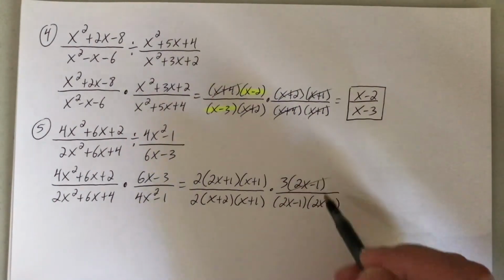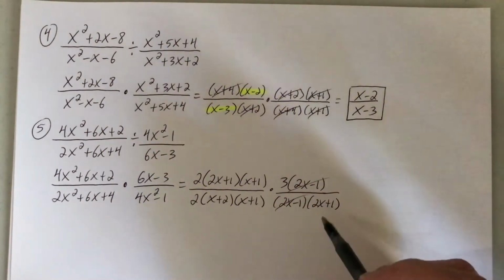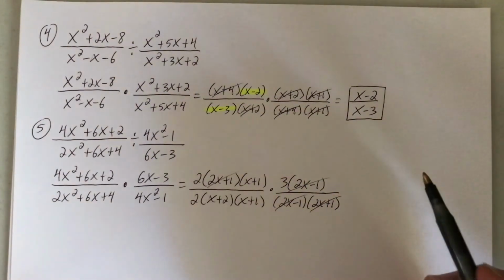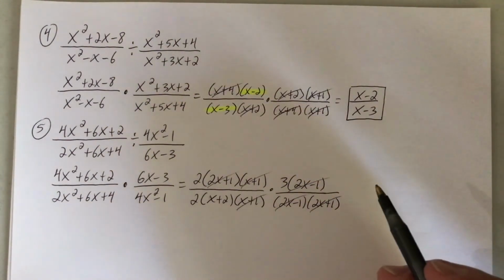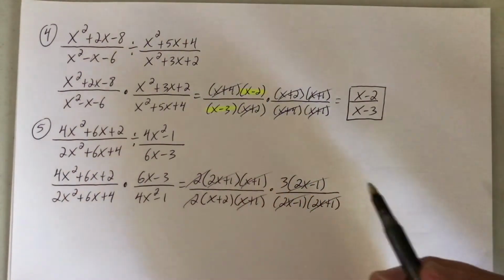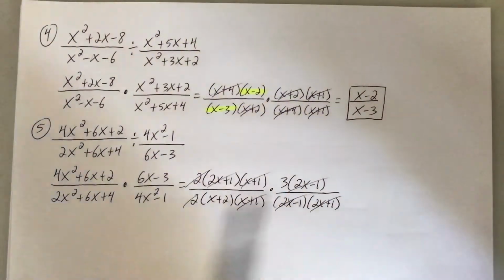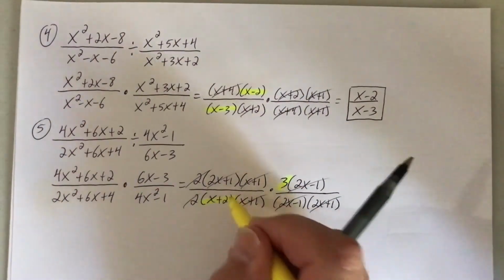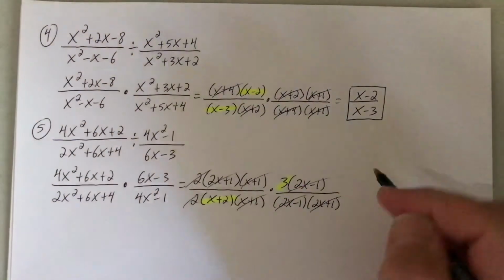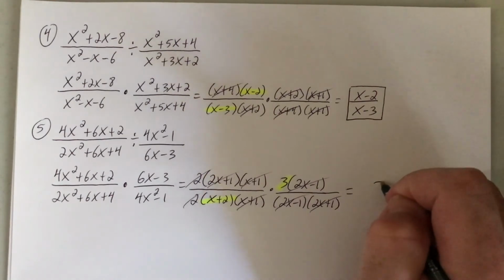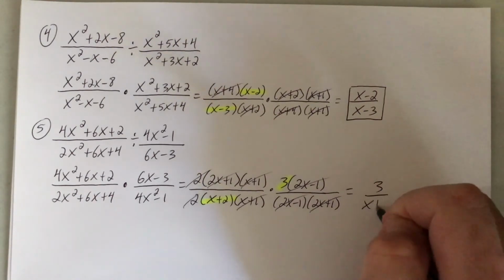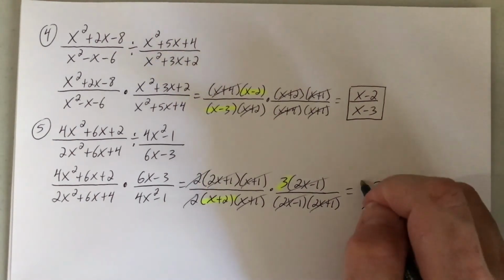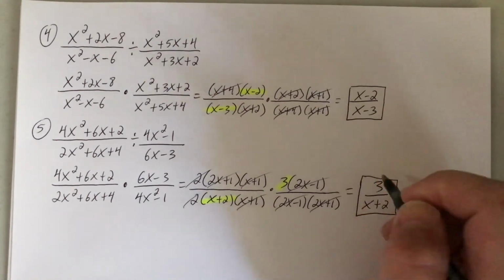So let's take a look and see what we can cross out. I got a 2x plus 1 in the top and a 2x plus 1 in the bottom. I got an x plus 1 and an x plus 1. Then I got a 2 and a 2. And I think that's going to be it. So I'm left with a 3 here, and then an x plus 2 over here. And that gives me a final simplified answer of 3 over x plus 2.